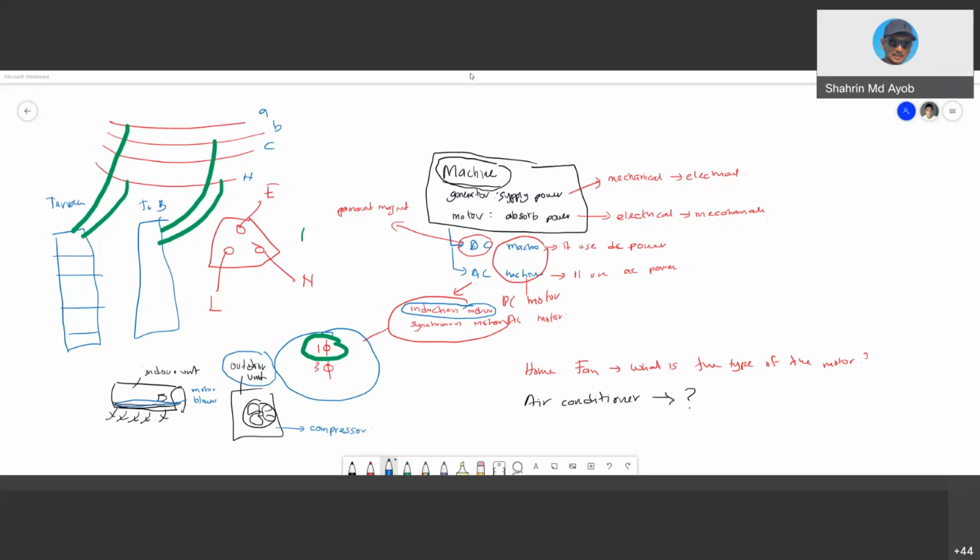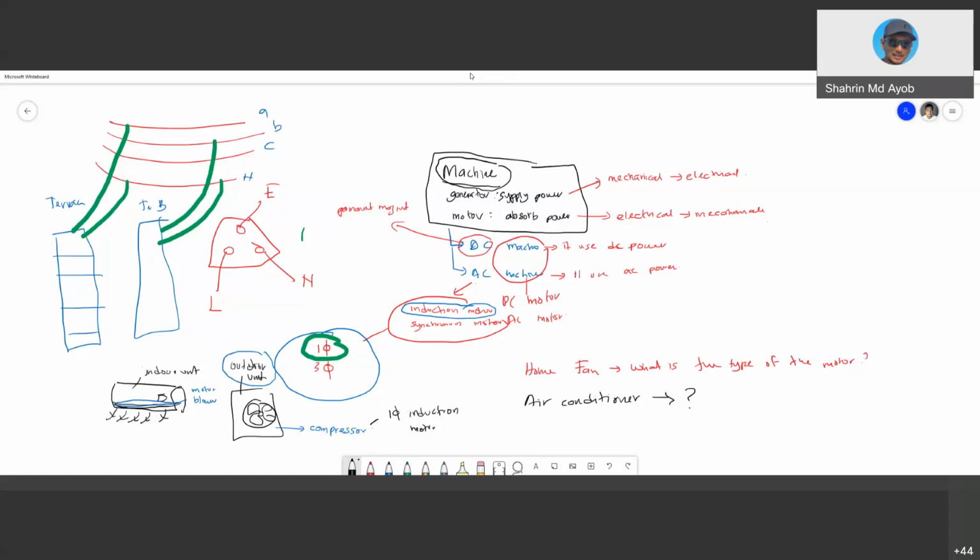So the compressor is the motor. The compressor is actually your single phase induction motor.